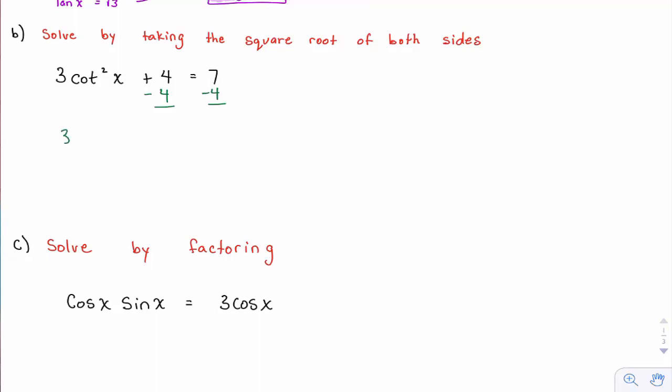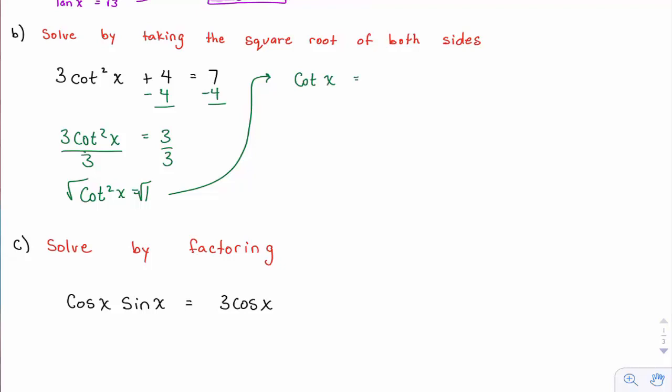So I'm going to get 3 cotangent squared x equals 3. And then I'm going to divide both sides by 3. So you end up with cotangent squared x equals 1. Now the big thing on this, we are going to square root both sides now. This is that whole solving by taking the square root. So this is going to give me cotangent, but understand when you take the square root of both sides, you are going to get plus or minus. So I'm going to get plus or minus 1 for my right hand side.